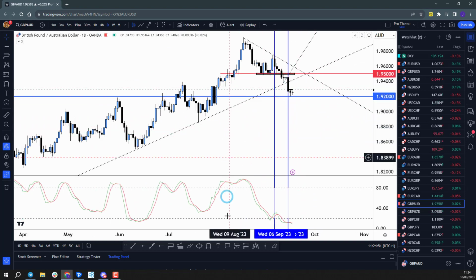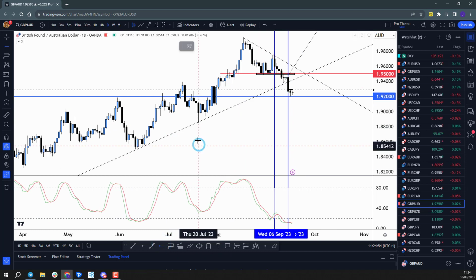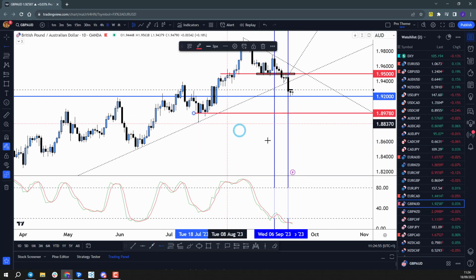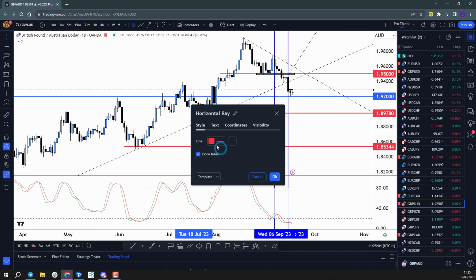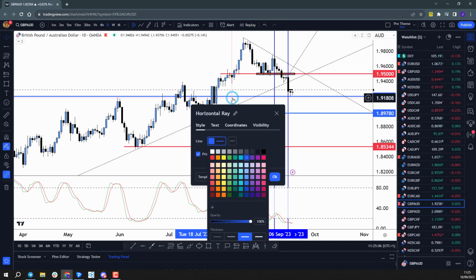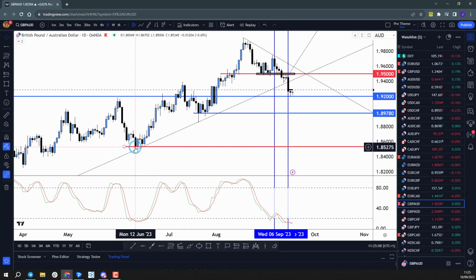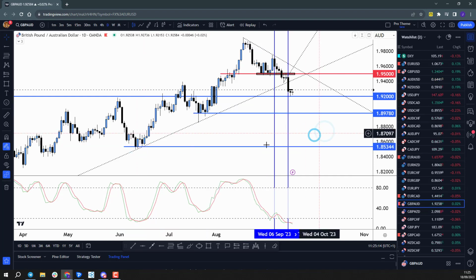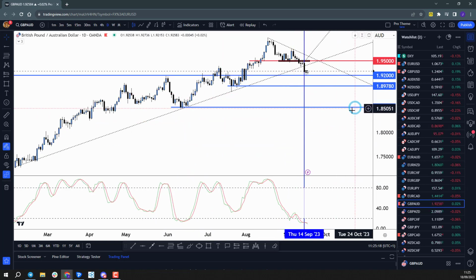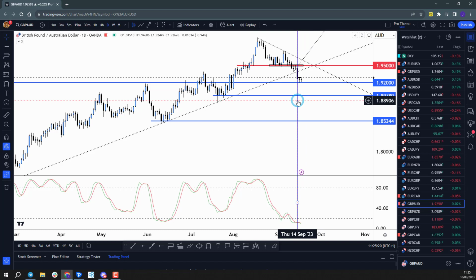If we were to break 192, where could we look for targets? Well, we've got this little area down into here originally, then down into there. So we've got the lows on the 21st of July, which are around about the 0.8970. So that support zone would be something to be careful of. And then the lows back on the 12th and 13th of June this year as well, which is around about the 1.8534. That would be an area of interest as well.